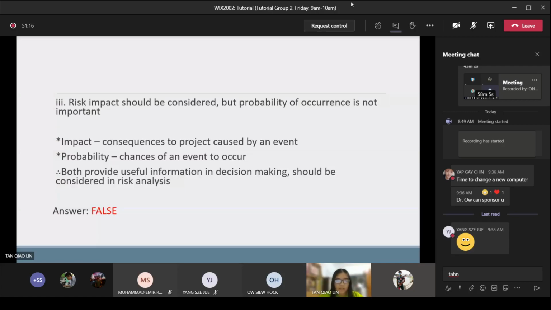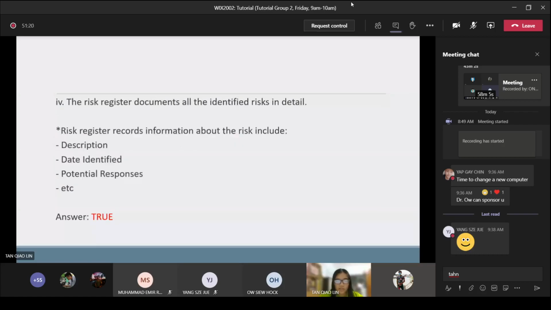And the last statement: the risk register documents all the identified risks in detail. The risk register will record information about the risk, such as the risk description that identifies the risk, potential responses to the risk, and so on. So the answer is true. That's all from me. Thank you.